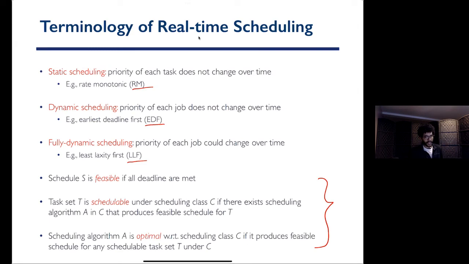A single schedule is said to be feasible if all the deadlines are met. Now, a set is called schedulable under a scheduling class if there is a scheduling algorithm in that class, like A in C, that produces a feasible schedule. And finally, we say a scheduling algorithm A is optimal with respect to this class if it can produce feasible schedules for any schedulable task set under C.